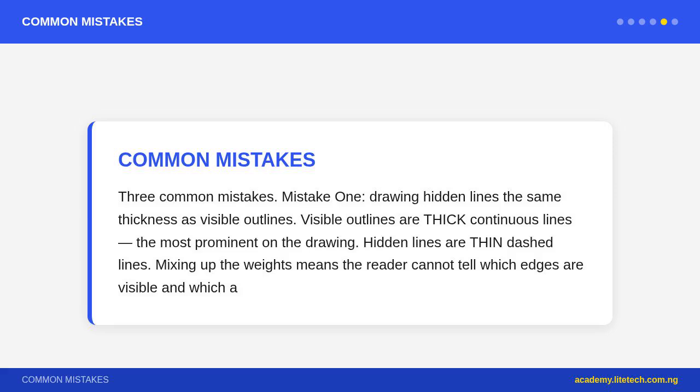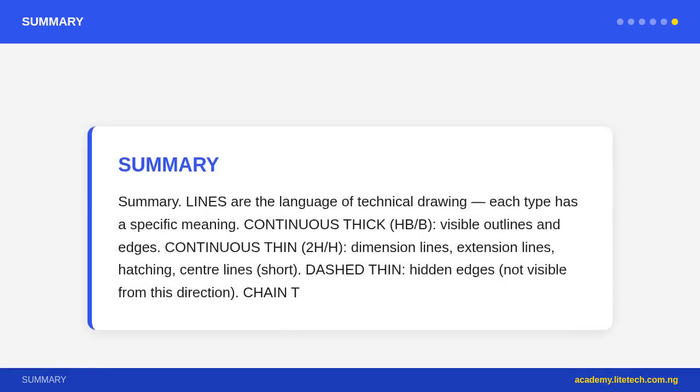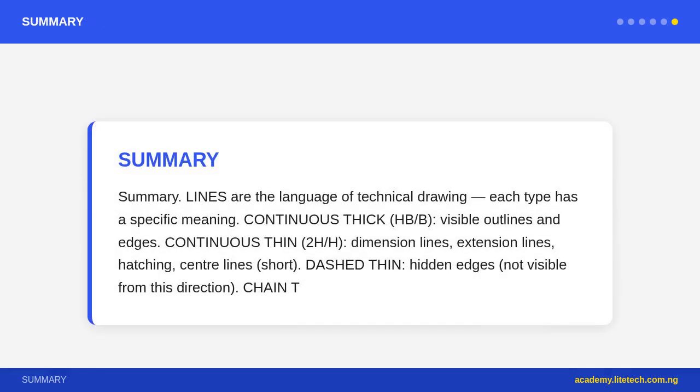Mistake 3. Drawing construction lines too dark. Construction lines should be so faint they can barely be seen. They guide the drawing but should not be visible in the final product. If construction lines are as dark as outlines, the drawing looks messy and confused. Use a 2H or 3H pencil and apply very light pressure for guidelines.